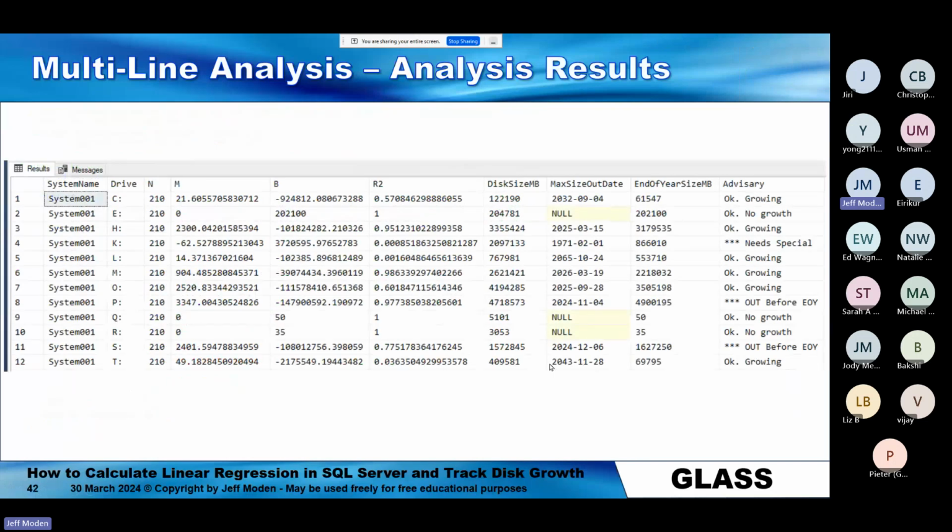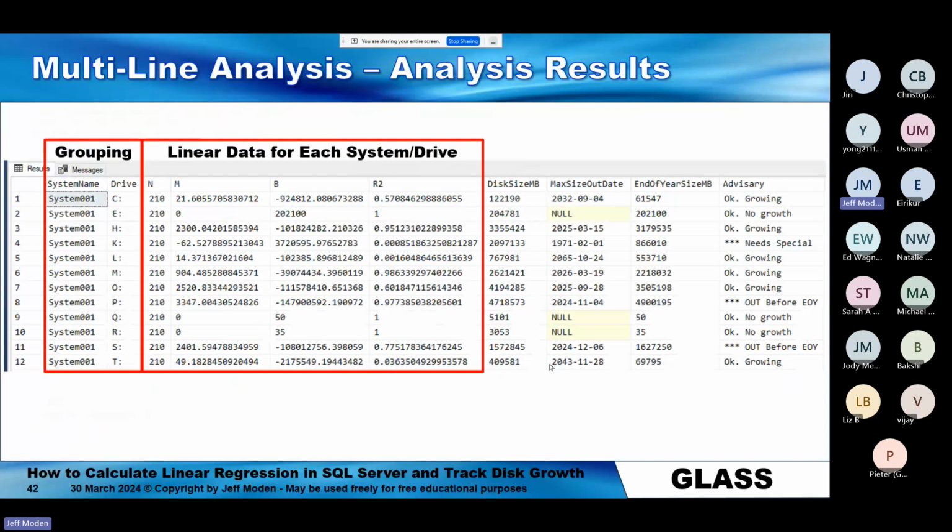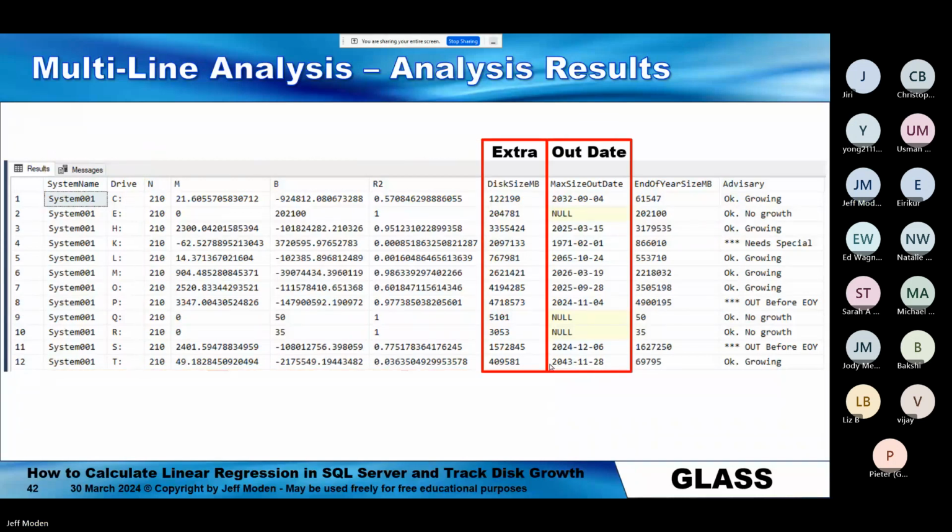And what that gives us is this. It gives us our grouping. It gives us our original data that we had calculated in the table. And it gives us our little extra here for plotting points if we want to. But then it gives us our out dates. It's saying, hey, our C drive, yeah, we're not going to run out of room on that until 2032. It's okay. It's growing. Here, yeah, we're going to run out in 2025, shortly after the first of the year. But right now, it's okay, and it's growing.